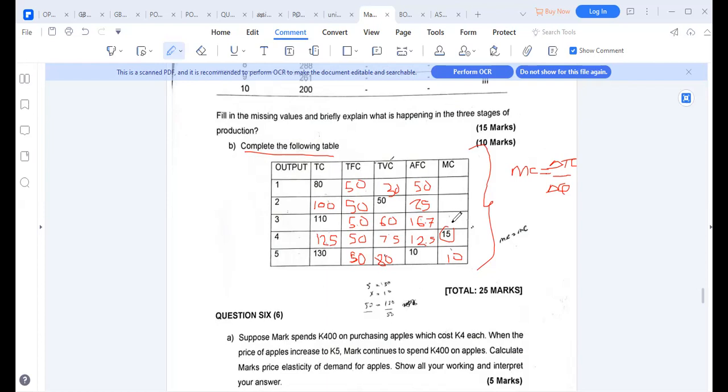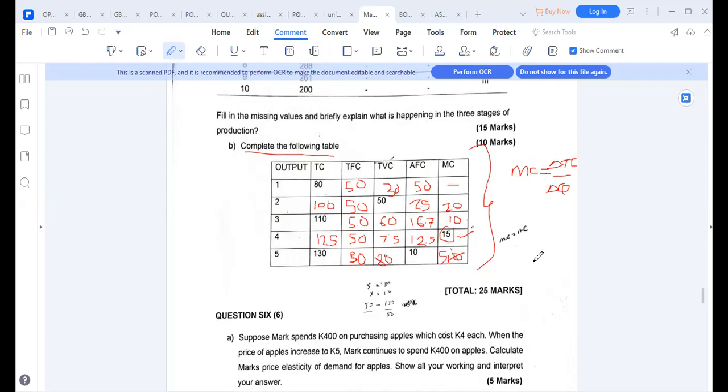Now, how are we getting these figures? Imagine the difference in the total cost. The total cost is here. So the first one is always a dash because there's nothing there. So 100 minus 80, what do we get? 20. 110 minus 100, what do we get? 10. 125 minus 110, what do we get? 15. 130 minus 125, what do we get? Answer 5. It's a 5. So this one was not correct. We're supposed to put a 5.